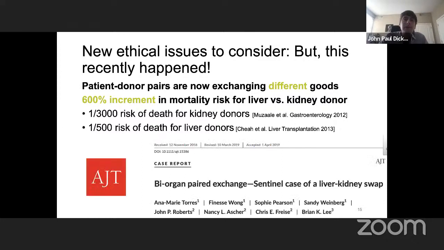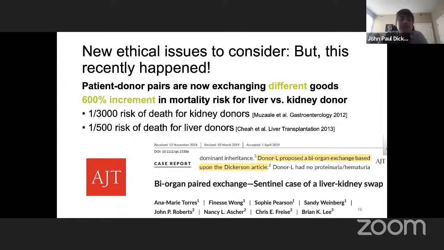But in April of 2019, some folks at UCSF published a paper in the American Journal of Transplantation saying, you know what, we did this. And there's an interesting story behind this, which is that the liver donor read the paper that we published in the Journal of AI Research, thought that this was already a fielded idea instead of a theoretical idea in an AI journal, and then walked up to a surgeon and said, I'd like to do this. And the surgeon knew, hey, this isn't a thing that has happened before.